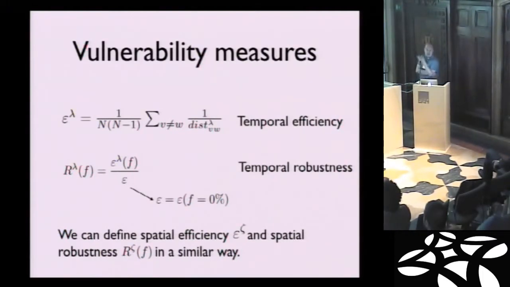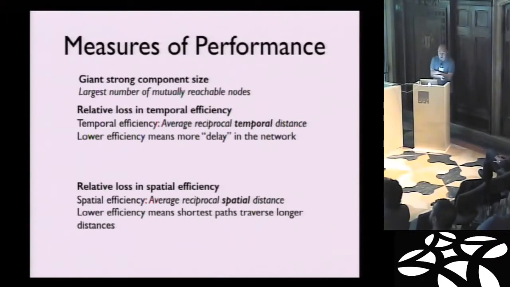You can measure the distance, as I said, and you can consider also spatial efficiency and spatial robustness. This is the classic definition of efficiency or robustness. So we are interested in various performance measures, for example, the size of the giant component, the relative loss in temporal efficiency, and also the relative loss in spatial efficiency.